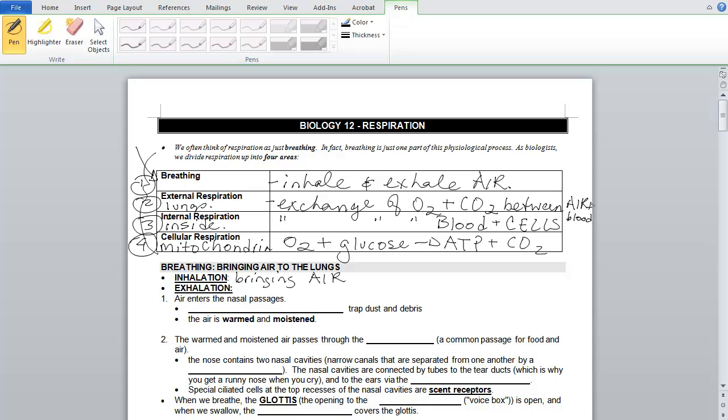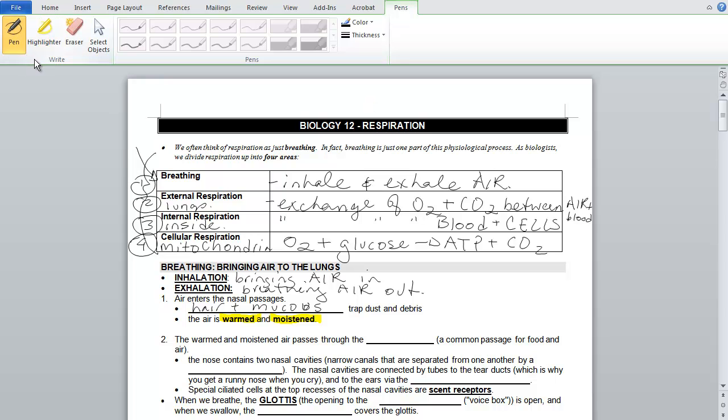And again, emphasis on air, not oxygen. Exhalation is breathing, letting air out. And again, it's air, it's not carbon dioxide. So air enters the nasal passages. It is here that we have hairs and we have mucus, which will trap and filter debris out of the air. The air is also warmed up by the capillaries that are here, and it will be moistened. So we're warming and moistening.